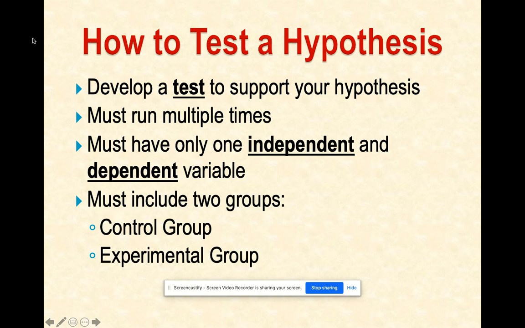And I talked about how many times we do the fun part, the experiment. Multiple times means anywhere from 3 to 5. That's what all good scientists do.